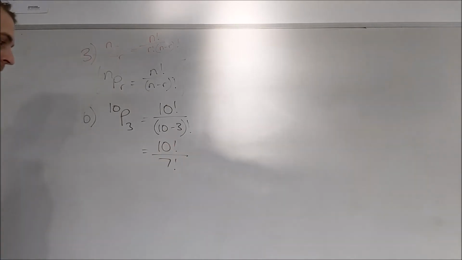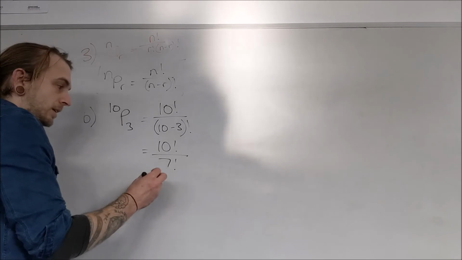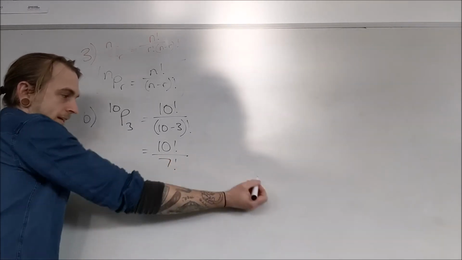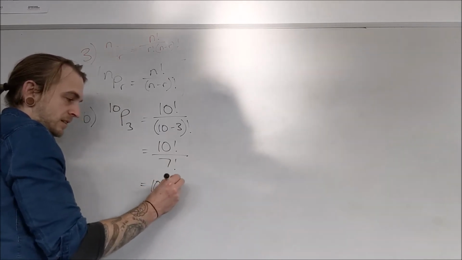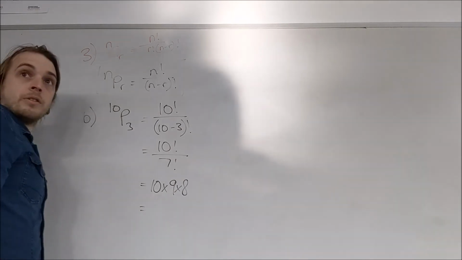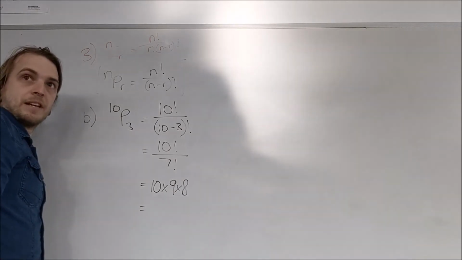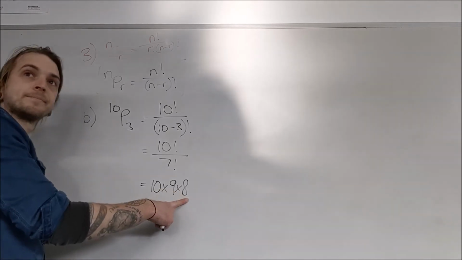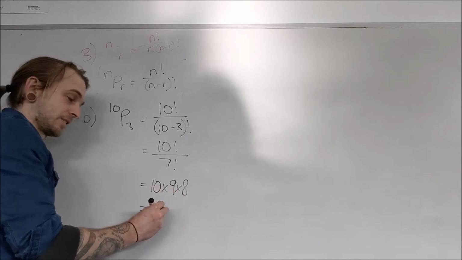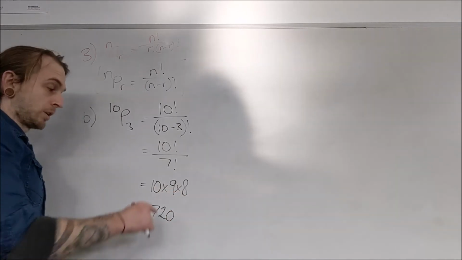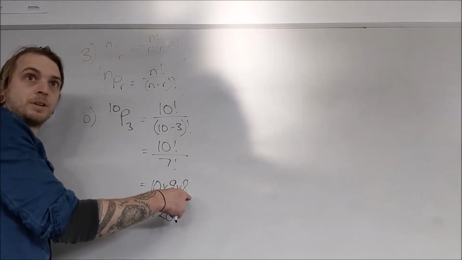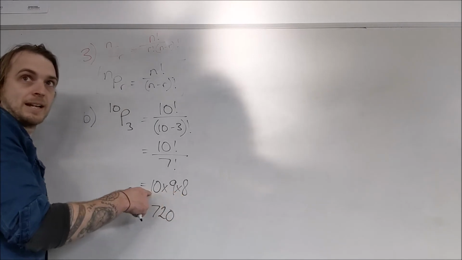And remembering the easiest thing to do here, because you're asked to do it without a calculator, is you cancel every number from your denominator down, and so you're left with 10 times 9 times 8. This is where I would use the commutative rule to make my life easier. What's 9 times 8? 72. Add a 0. 720. If you wanted to do 10 times 9 to get 90, and then 90 times 8, you absolutely could. But if you ask me, 8 times 9 for 72, add a 0 is the easiest way to do it.